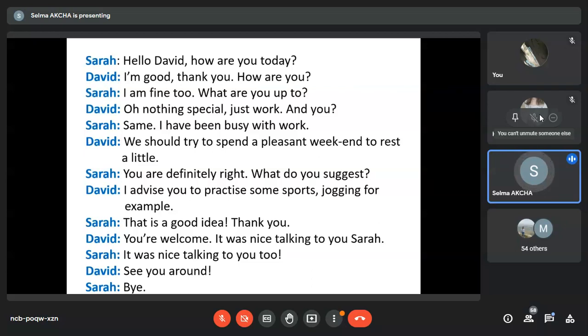Actually, they are similar to each other, but they don't have the same meaning at all. Ils se ressemblent, mais ils n'ont pas le même sens du tout. Rester en français se dit en anglais to stay or to remain. In English, to rest, c'est se reposer. Write it on your copybooks, please. Se reposer.